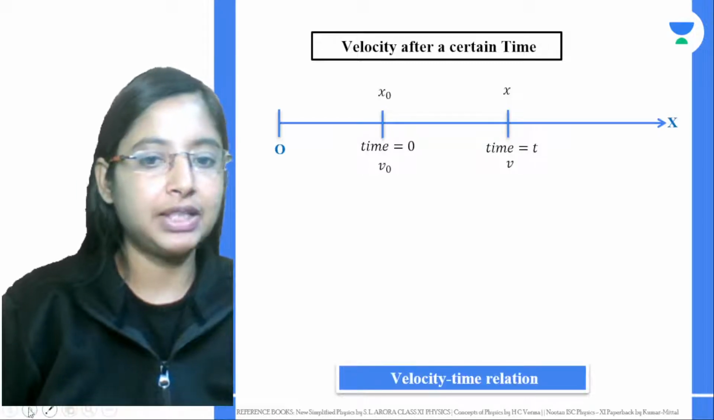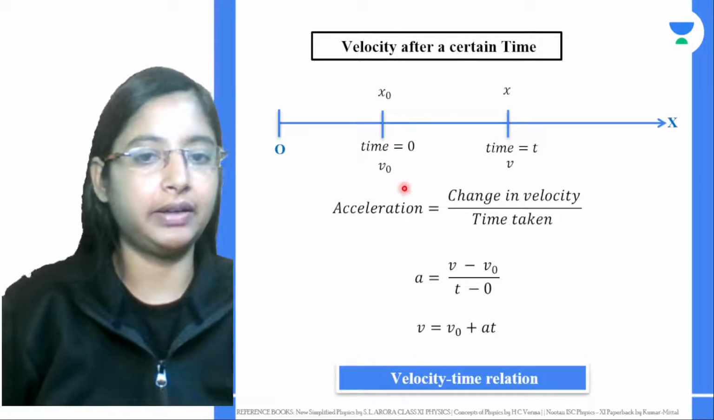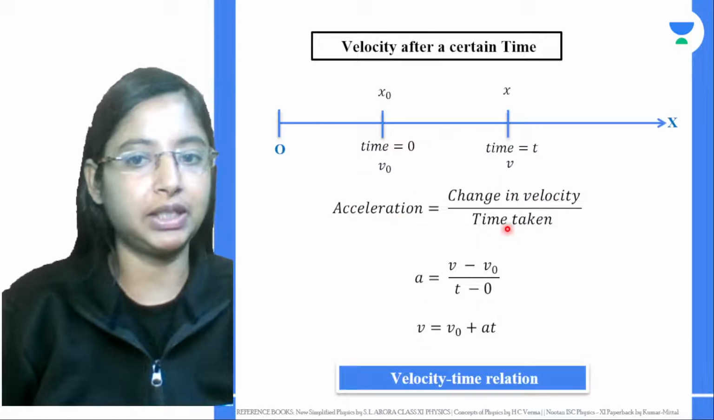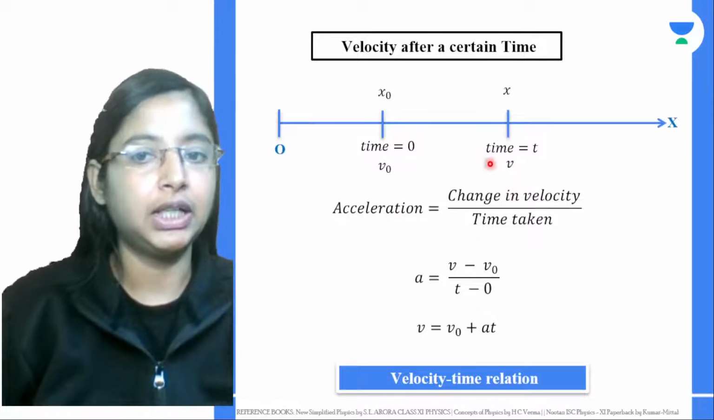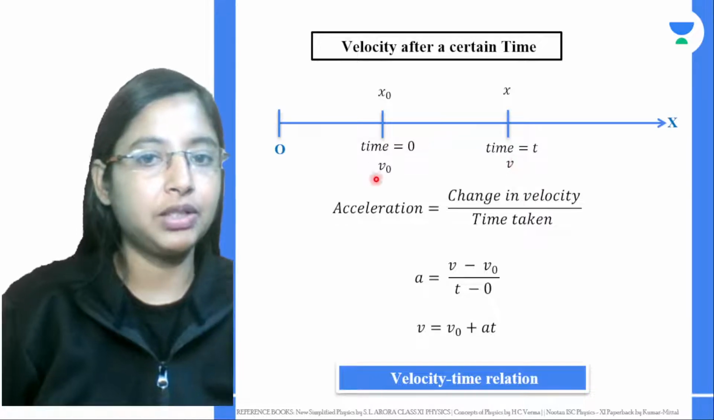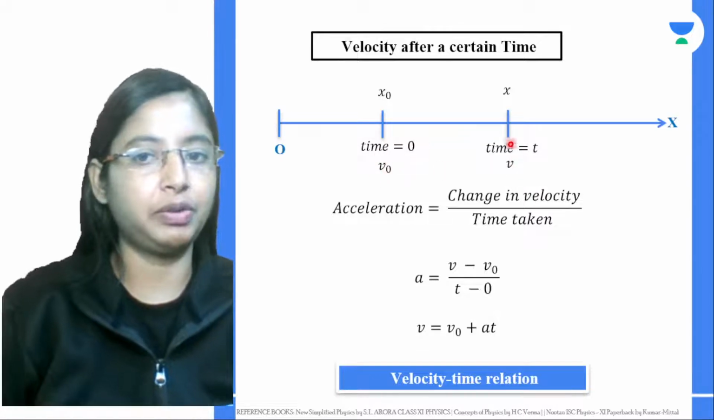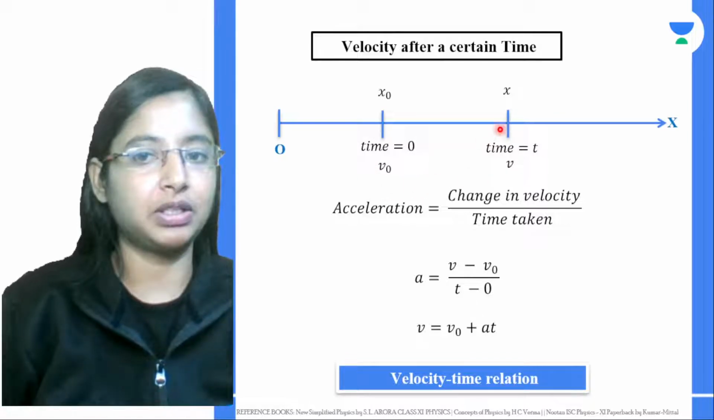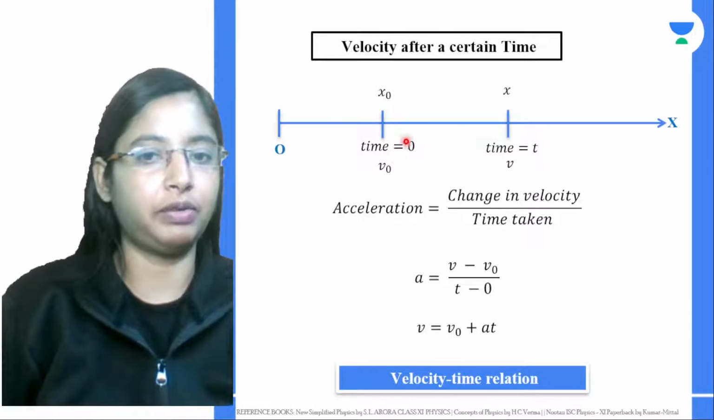So to do that, we started by defining acceleration. Acceleration was change in velocity by time taken. What is the change in velocity? This is the final velocity and this was the initial velocity. So change in velocity will be final velocity minus initial velocity, divided by the time taken. What is the final time and what was the time when it initially started?